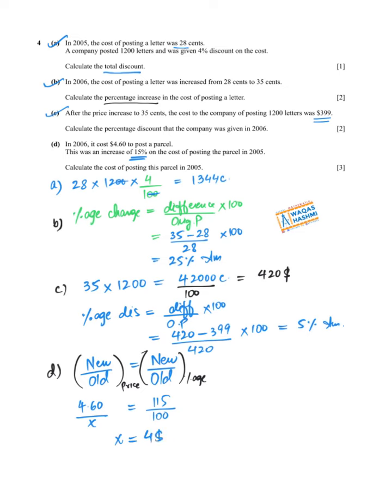Now what does it mean? It means that the initial price was $4 in 2005. In 2006 the price was increased by 15%, and the new price is $4.60. That is your final answer.